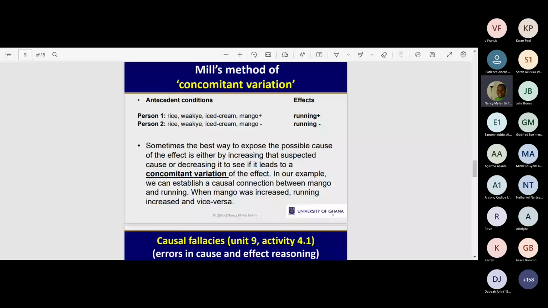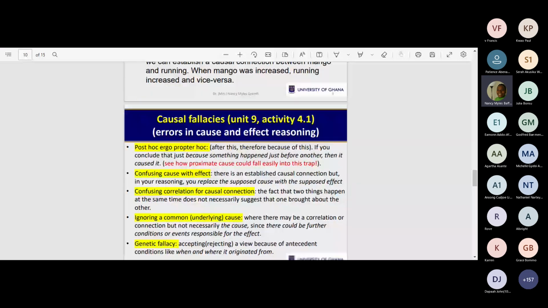So if you go and they check that, they might tell you, you have to move from there. You have to change this and so on and so forth. That's concomitant variation. On that note, I'll pause and take questions and we'll go to the last slide, which gives you examples, and then we are done.